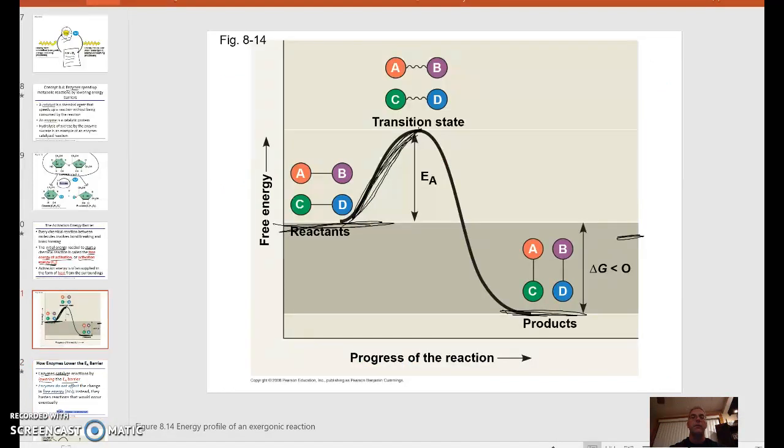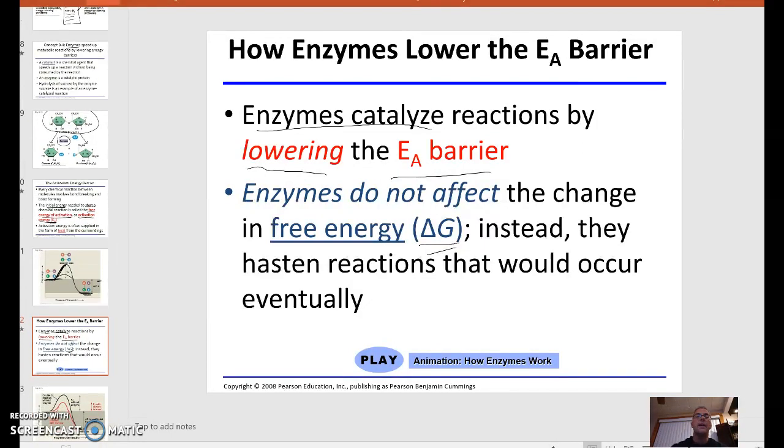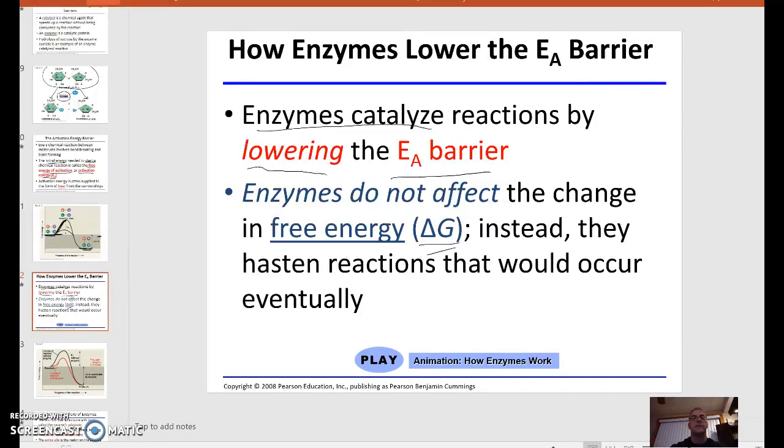Enzymes make this pathway easier to achieve. So you would maybe see a pathway that has a much lower peak that would be needed. And things to remember: enzymes do not change delta G. So they don't make it higher or lower. They don't put energy into the system. They do not get consumed by the system.